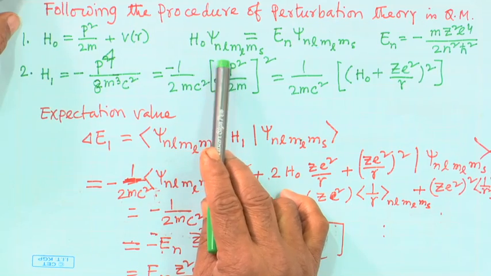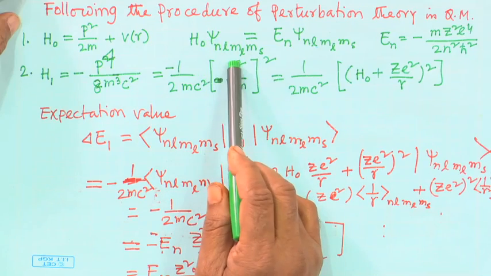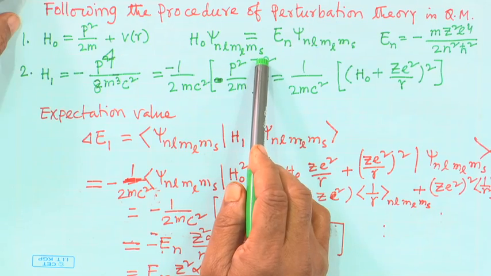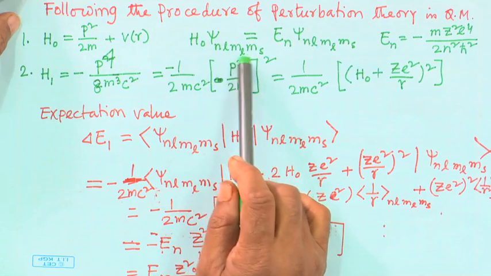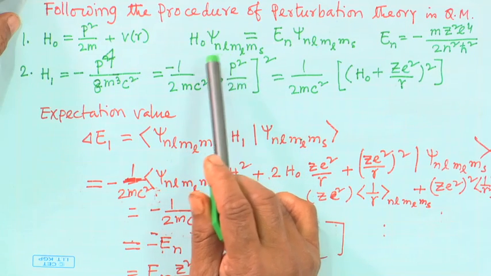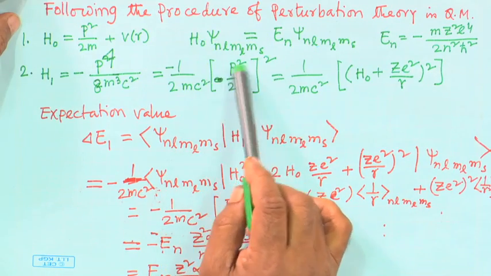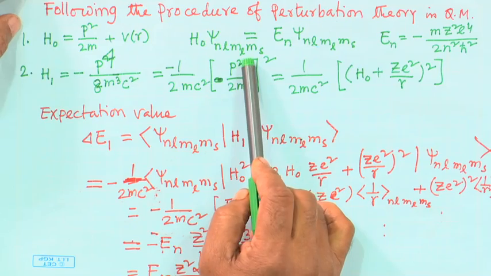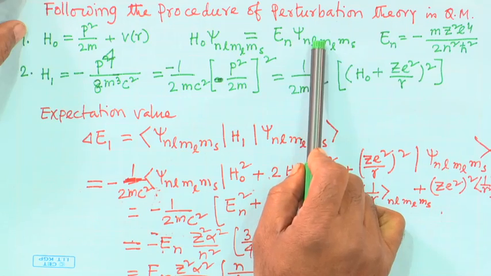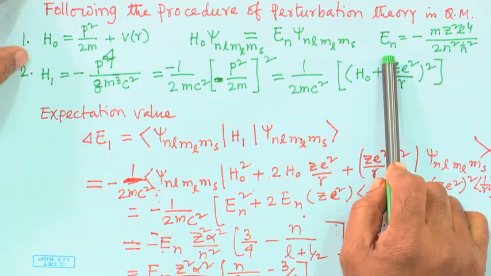So, this is psi n l m l, ms is included. As I discussed, both are valid. Since H0 does not work on the spin variable, it does not matter whether this wave function is psi n l m l or psi n l m l ms. So, this is the suitable wave function for the unperturbed Hamiltonian. So, I know the wave function and also the energy, the main part of the energy, from the unperturbed Hamiltonian.